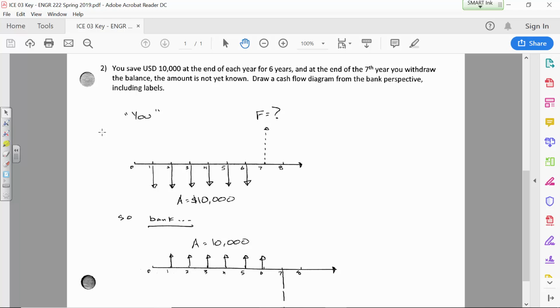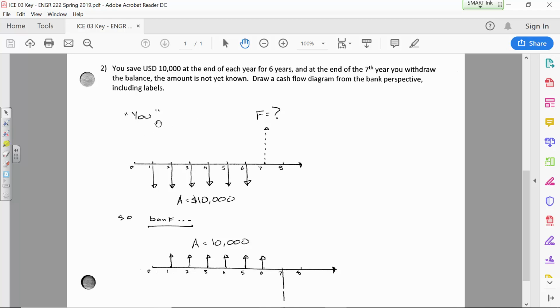Okay, so from your perspective, you're doing an outflow at the end of each year for 6 years. And then in the 7th year, at the end of the 7th year, so here's the first, here's the second, here's the third, and so on. At the end of the 7th year, you withdraw the balance, and the amount is not known. So the dashed line there means it's some unknown amount that we haven't calculated, and we can't calculate because we don't have an interest rate.